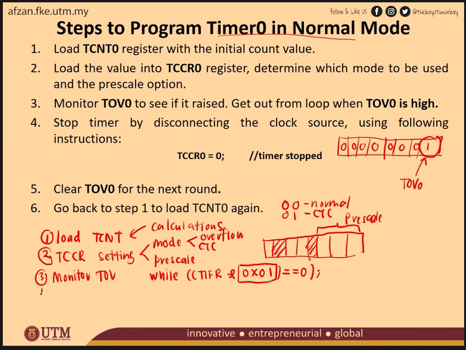Next, step number 4, stop your timer. How to stop a timer? You just write TCCR0 equal to 0. Why like that? This is your TCCR. If you put 0 0 0 0 and this one also 0 0 0 0, look at your prescaler. When it is 0 0 0, what happens? The timer stops.